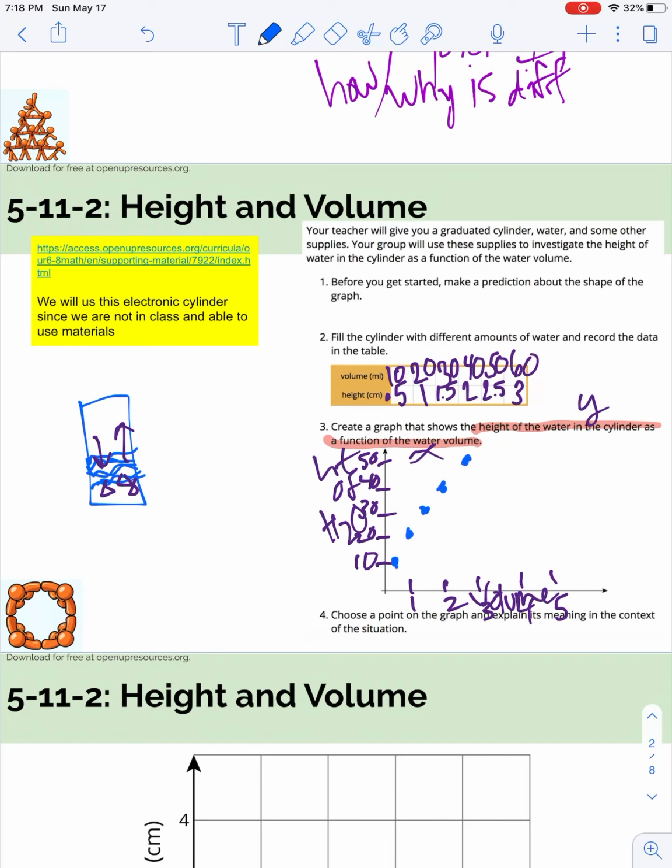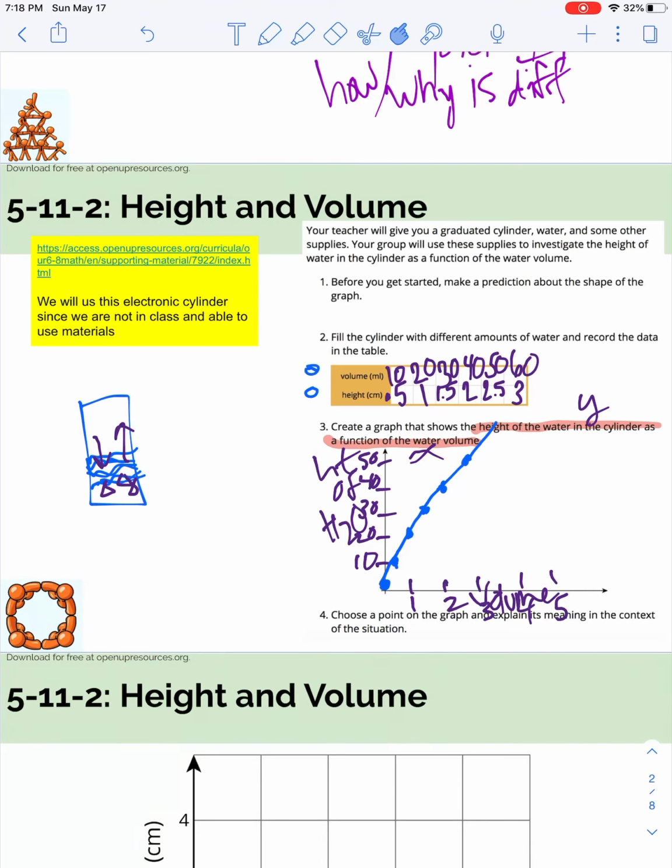So you guys get the idea, and then you can draw your line, which technically would have gone through the origin, because you started with nothing, so technically this was 0, 0 to begin with, right? Anyways, you can draw better. We created a graph that shows the height of the water as a function of the water volume.